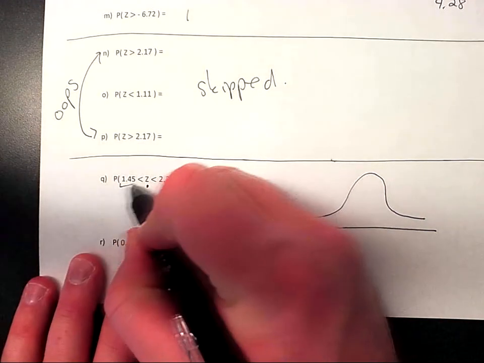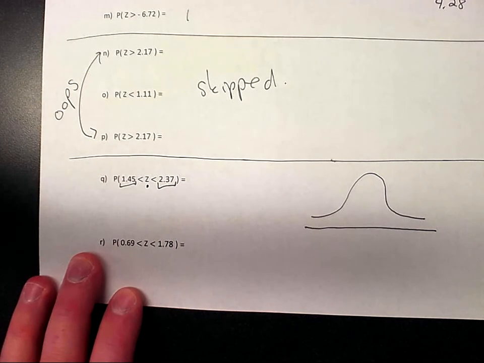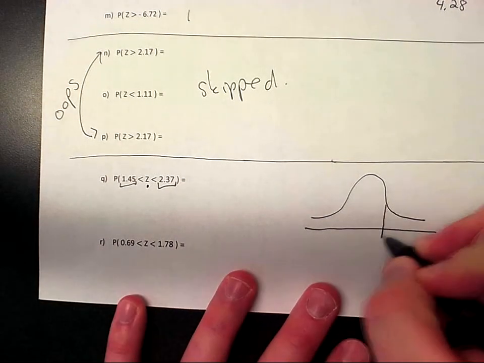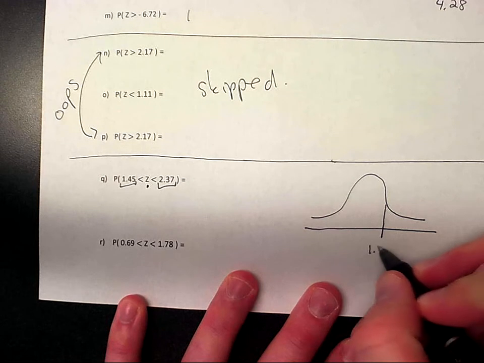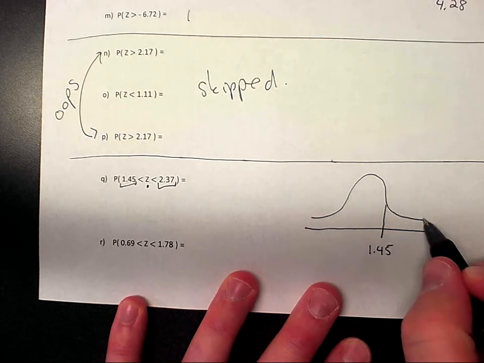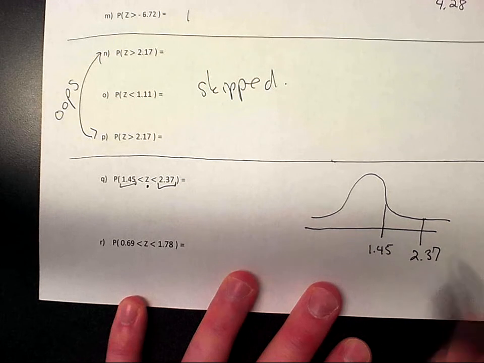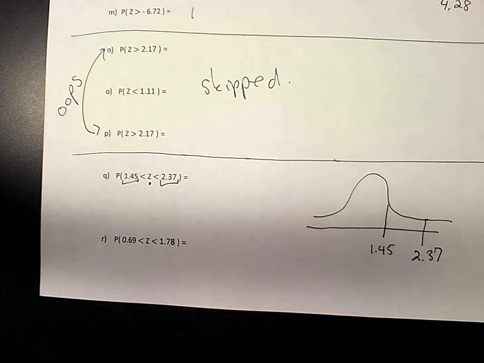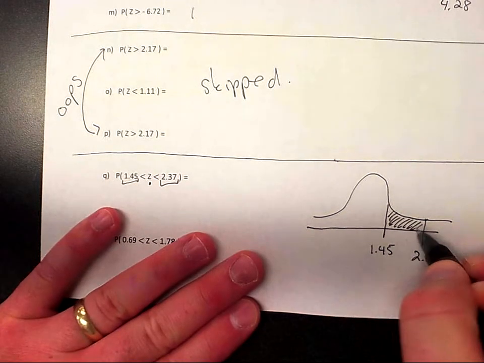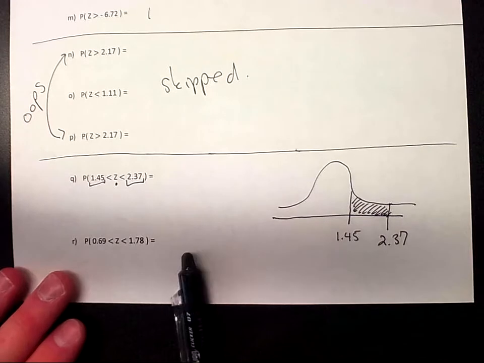Then the next step in our process was to record our values. We're recording now both 1.45 and 2.37. They're both above the mean because they're both positive. I'll put 1.45 right here, and I'll put 2.37 right there. And now what we're trying to do is find the Z values that are greater than 1.45, but less than 2.37. So if I wanted to shade this in, where am I going to shade? In between those two, right? I want to go above 1.45, but less than 2.37. So I'm trying to shade in that in-between area.